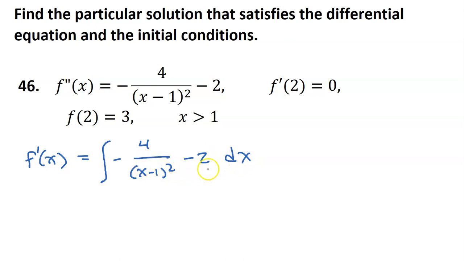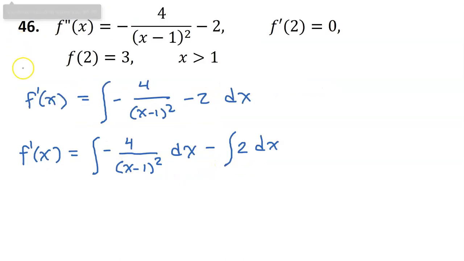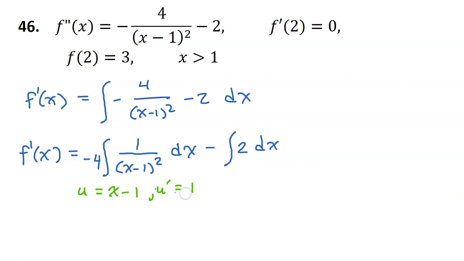Let's split this up into two separate integrals. So now we have this. I think it will be better if we take this negative sign and bring it out in the front, as well as bringing the 4 out in the front. So let's have a negative 4 in the front. Now it is time for some U substitution on this part only. So let's let U equal the x minus 1. And, well, U prime will just equal 1. So this should be pretty simple.